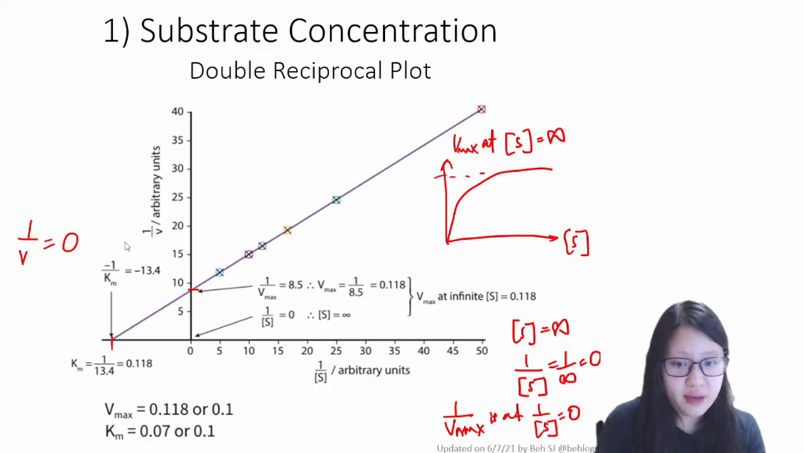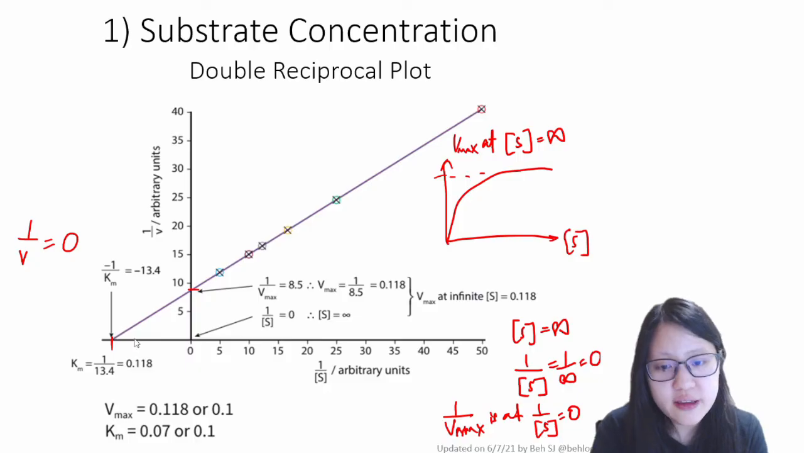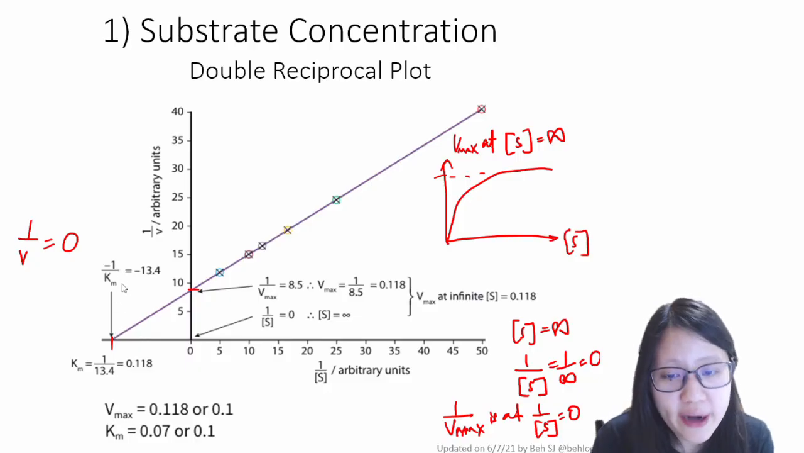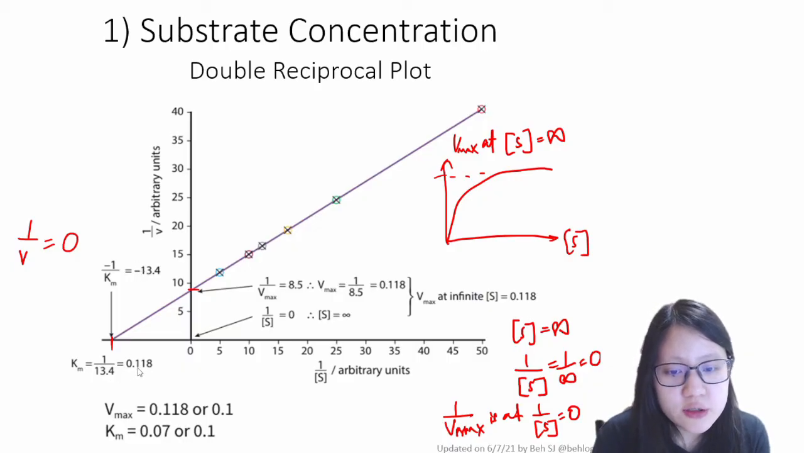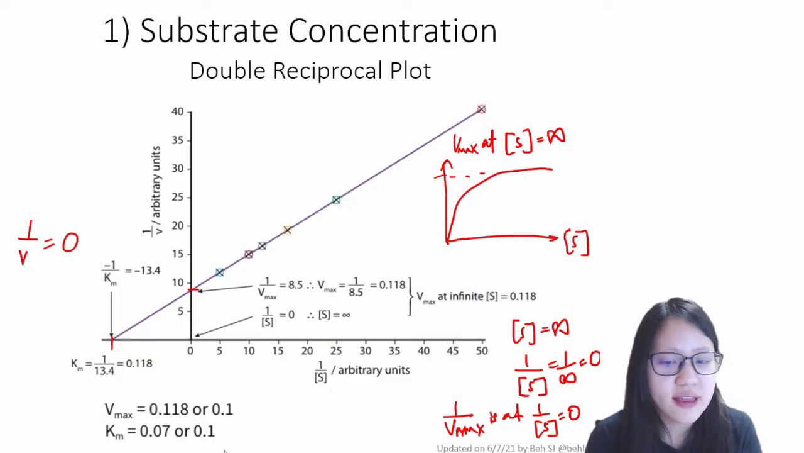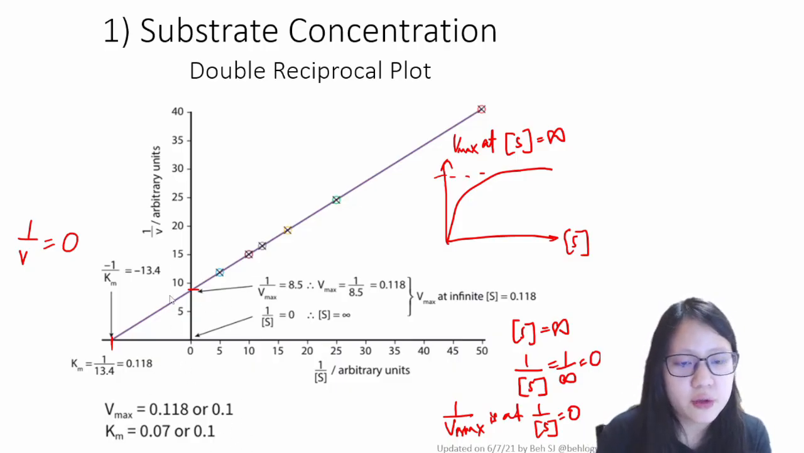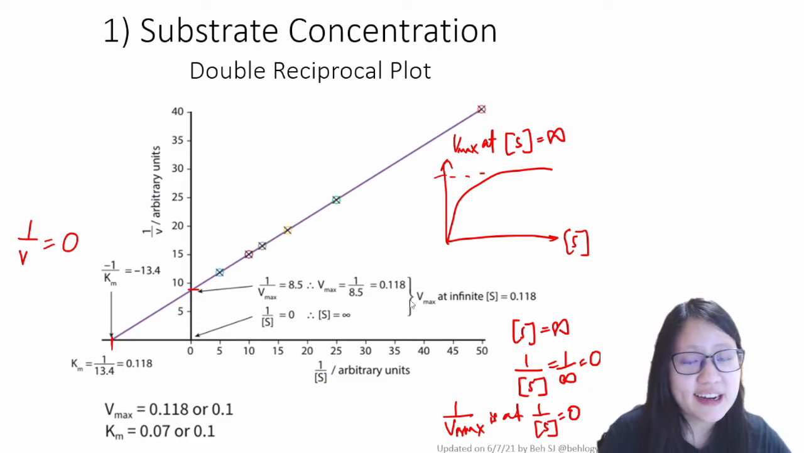It's quite mathematical, but trust me, the x-intercept is negative 1 over Km, and therefore, if you take it, make it positive, and then flip it around, it is also 0.118 here. So you get the Vmax and Km values from the y-intercept and the x-intercept. Now, if you want to know why, you can talk to me personally.